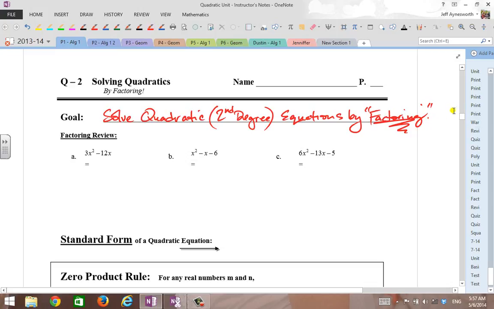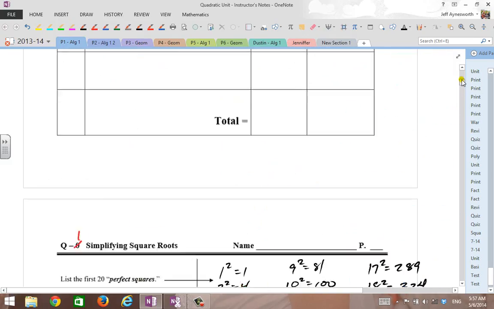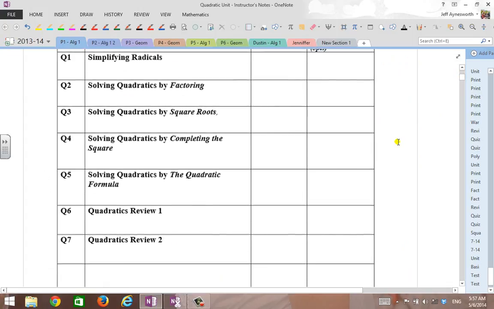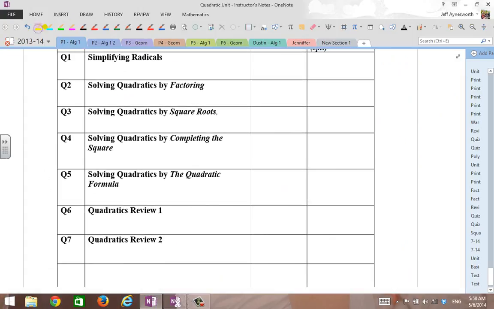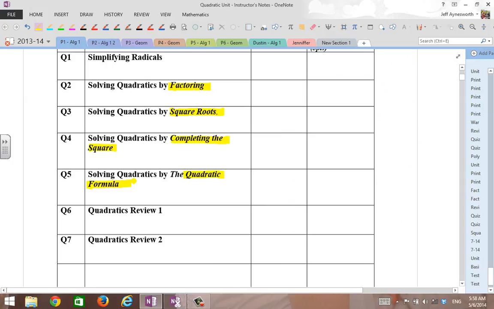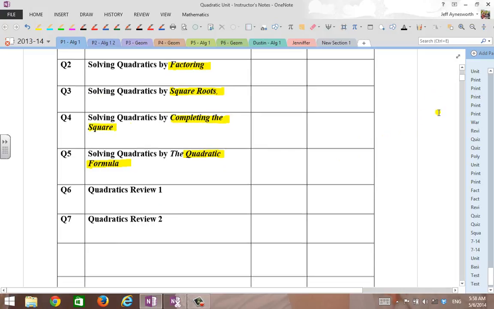In fact, let's go back to the beginning in the assignment sheet and take a peek at the different methods. We are going to explore how to solve quadratics by factoring, by square roots, completing the square, and by the quadratic formula. So we want to hit all those techniques throughout the unit and solve all different types so that when we get to the second half of the unit, when we talk about quadratic families, with the parabolas that you studied before and graphing them, we can handle all the different aspects of it.